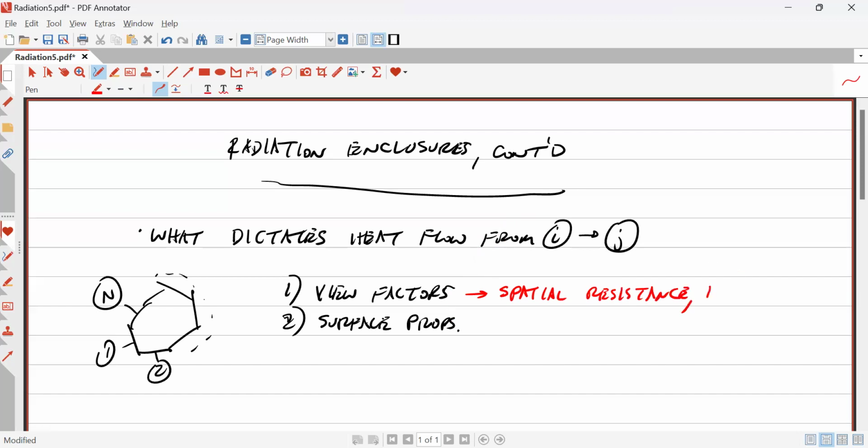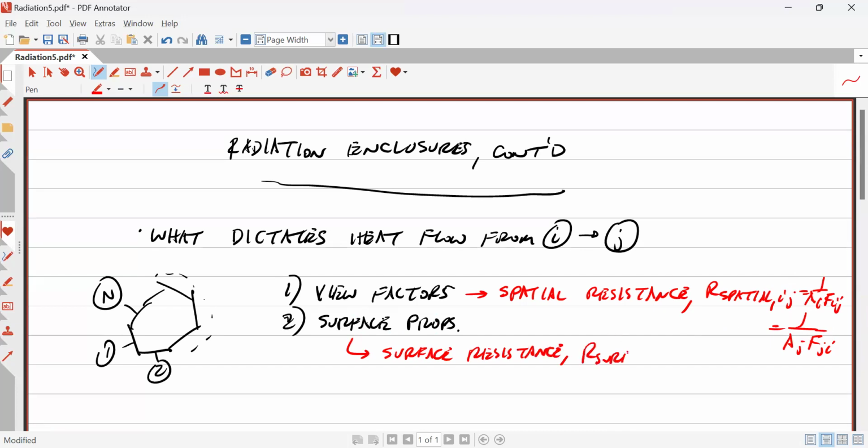And simply put, you have a value R spatial, and we'll say Ij is equal to 1 over AI Fij, or using the reciprocity relation, 1 over AJ Fji. And then on the surface property side, there's a surface resistance. This is going to be for each surface inside the network. So say R surface I is (1 minus epsilon I) over (epsilon I AI).